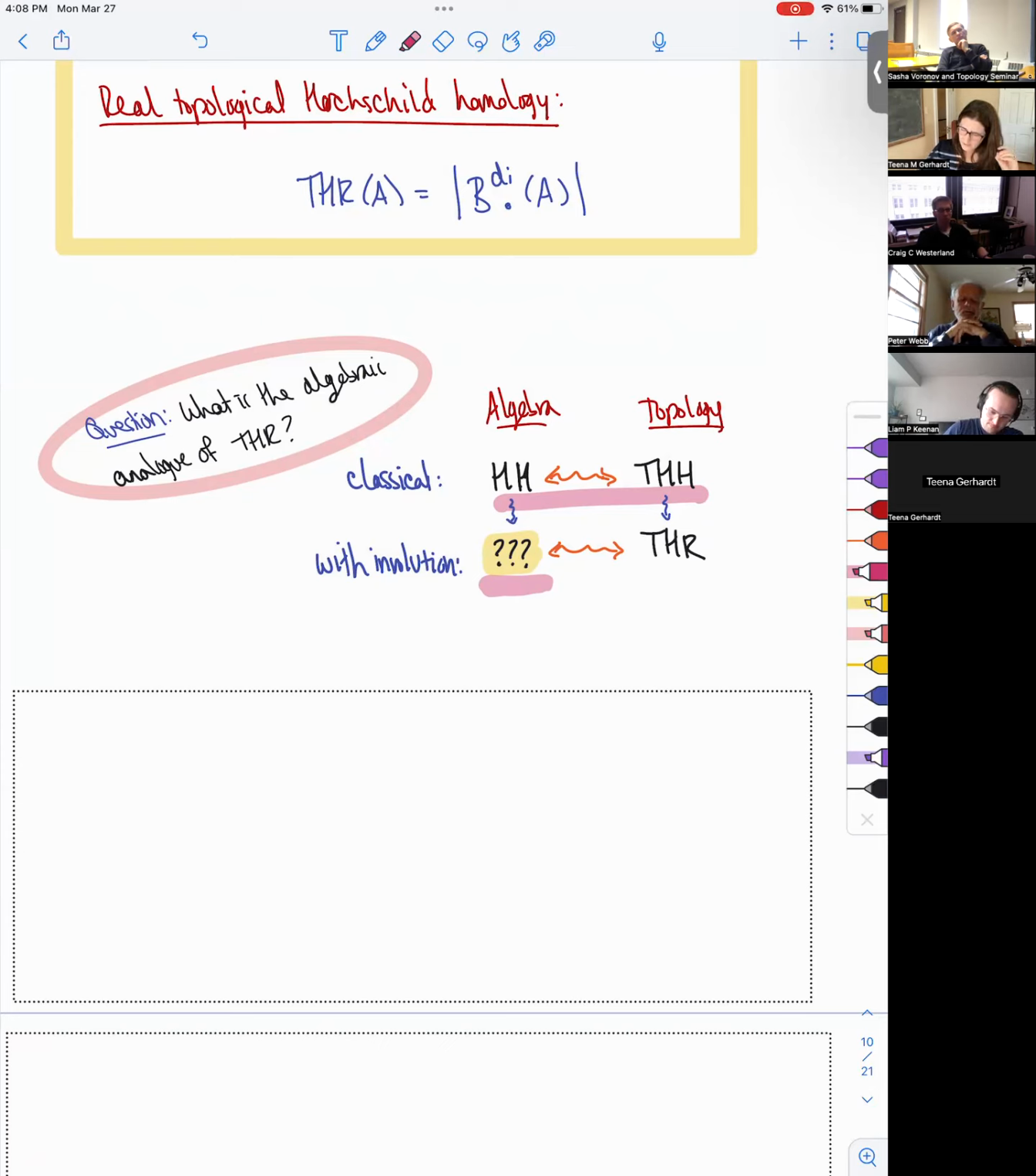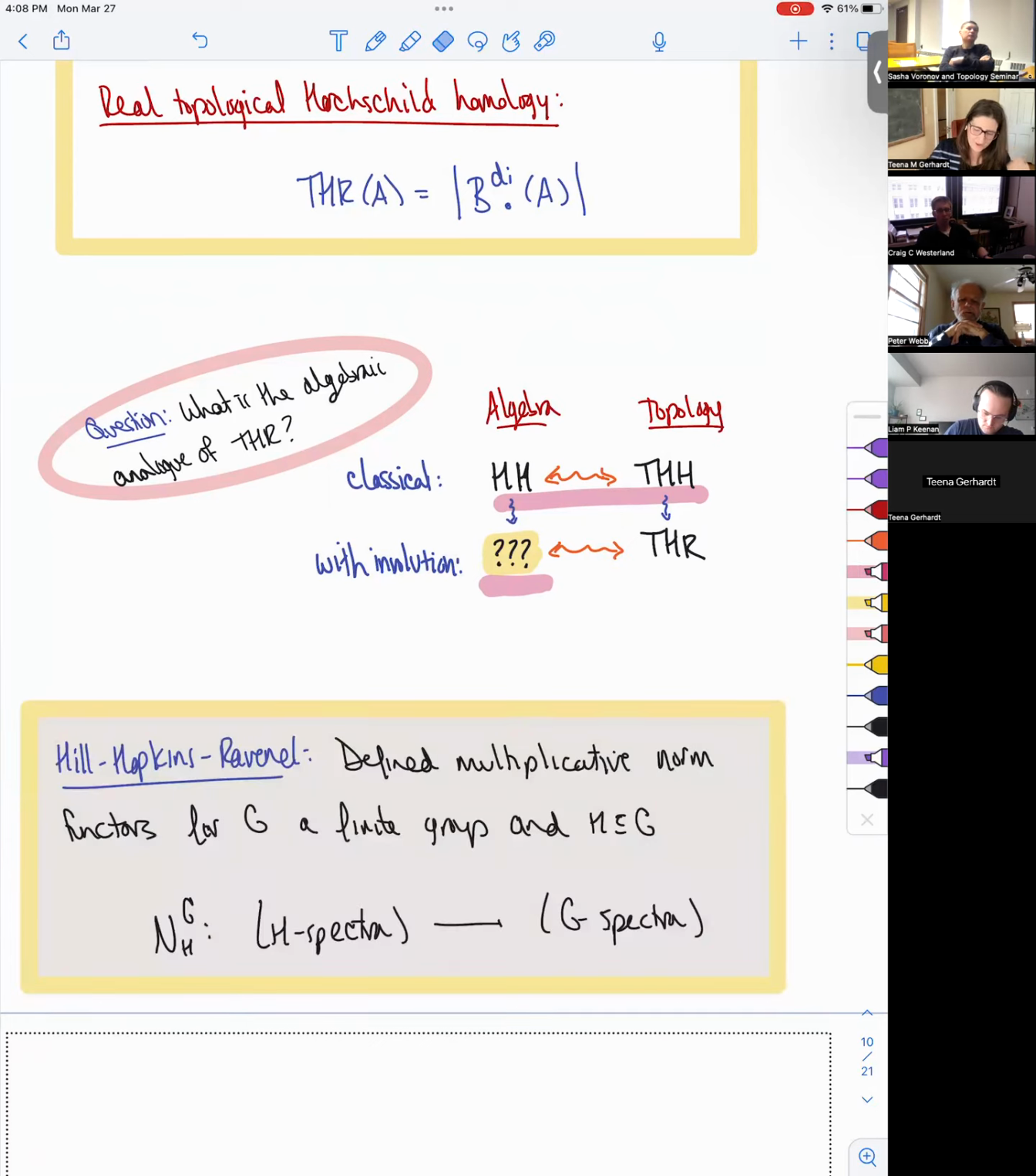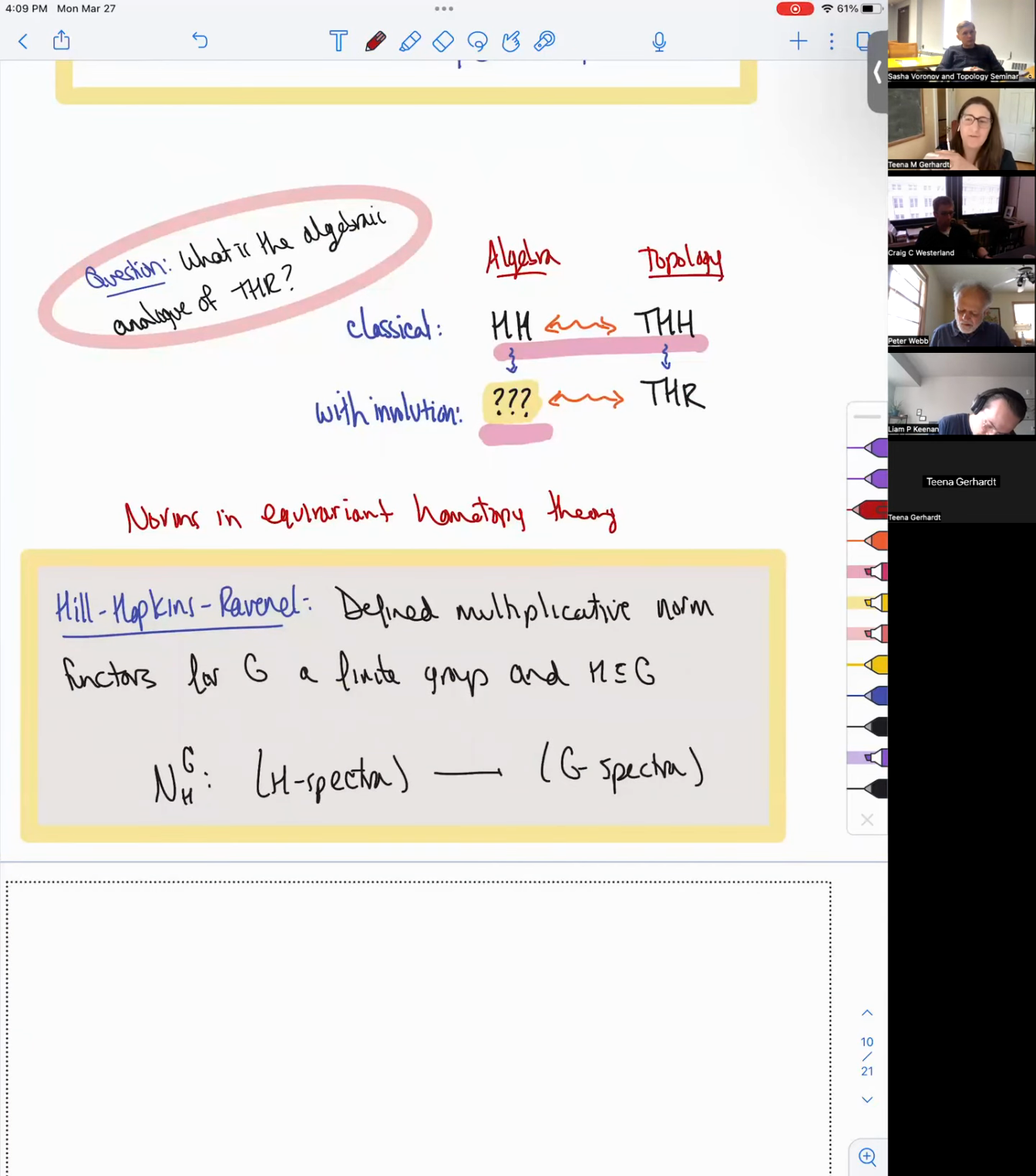Okay, so this is the question I'm after: what is the algebraic analog of real topological Hochschild homology? But to answer this, we need to take a little bit of a detour, I don't know if detour is the right word, but we need to talk a little bit about norms in equivariant homotopy theory. So I claim that these norms in equivariant homotopy theory are going to help us understand the answer to my question. Okay, so what are norms in equivariant homotopy theory?